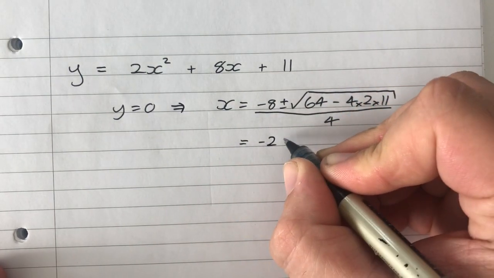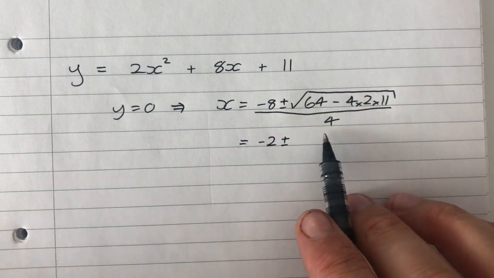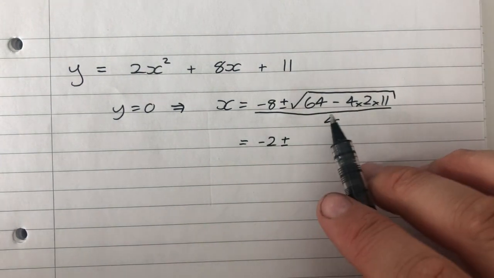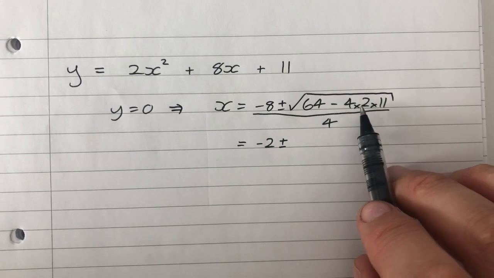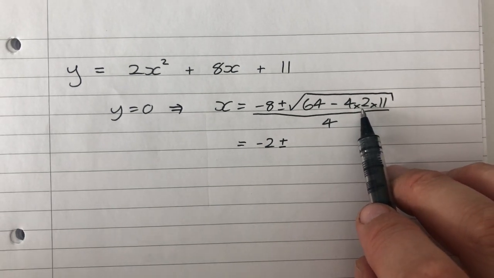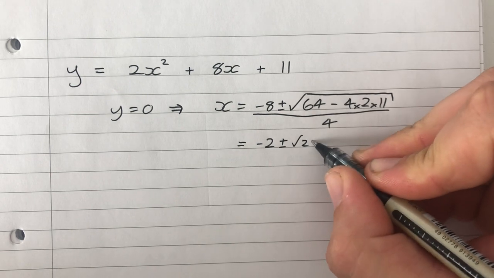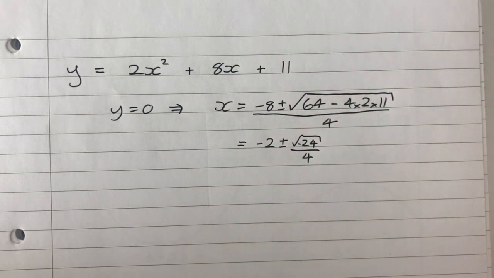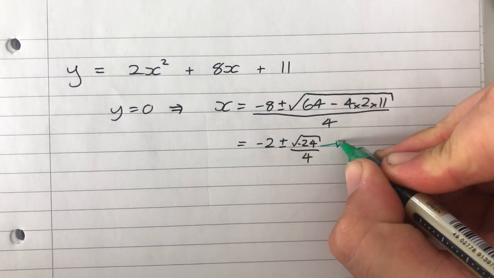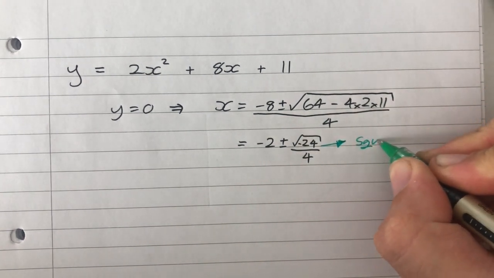That's going to be minus 2. Okay, minus 8 divided by 4 is minus 2. Plus or minus, well, this is going to be 88. 64 minus 88 is minus 24. So we've got plus or minus root 24 on 4. But we've got a negative root in there. So the square root of minus 24.